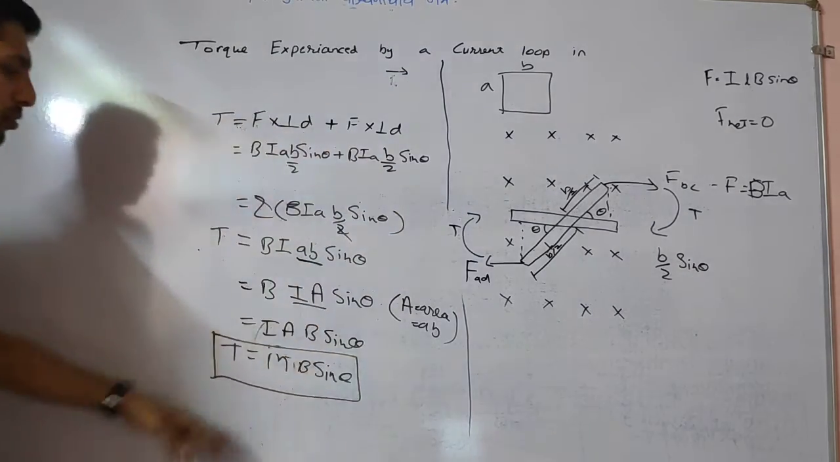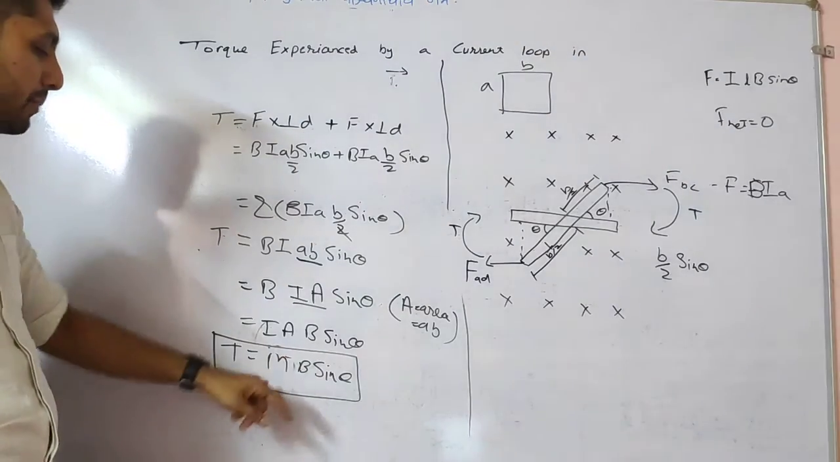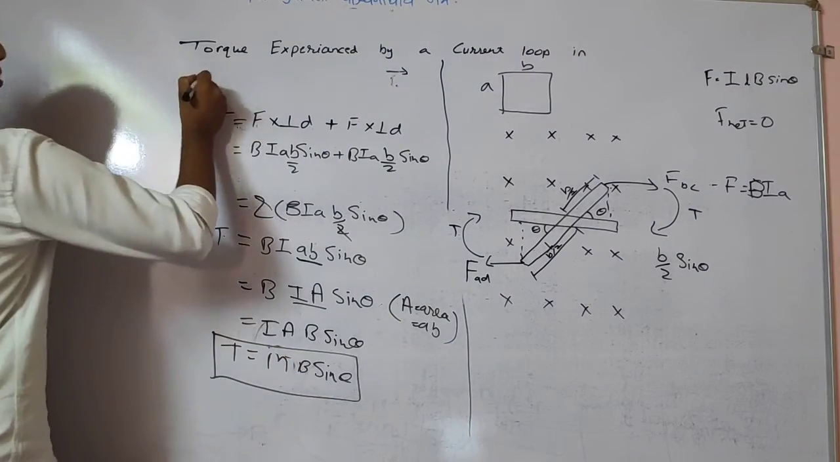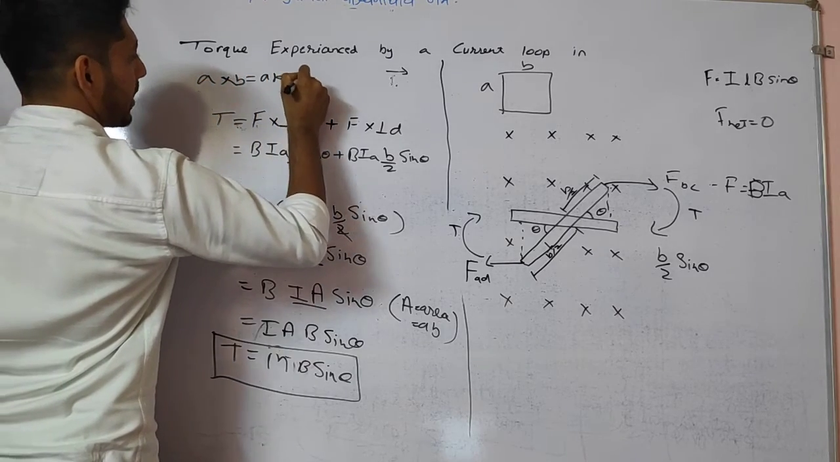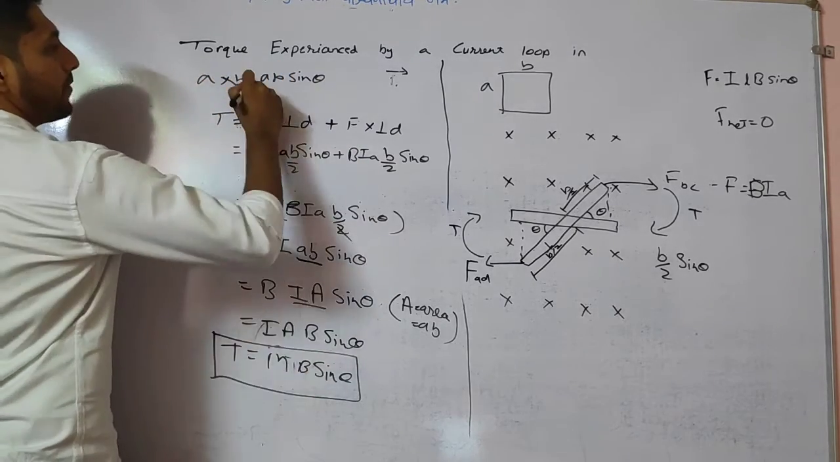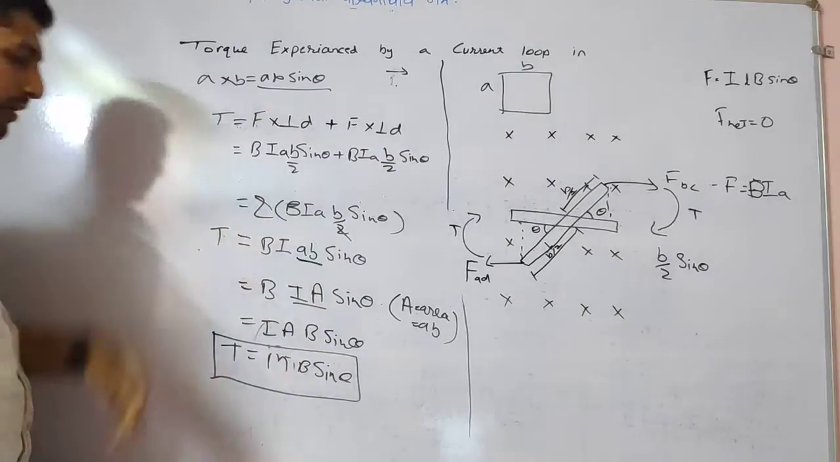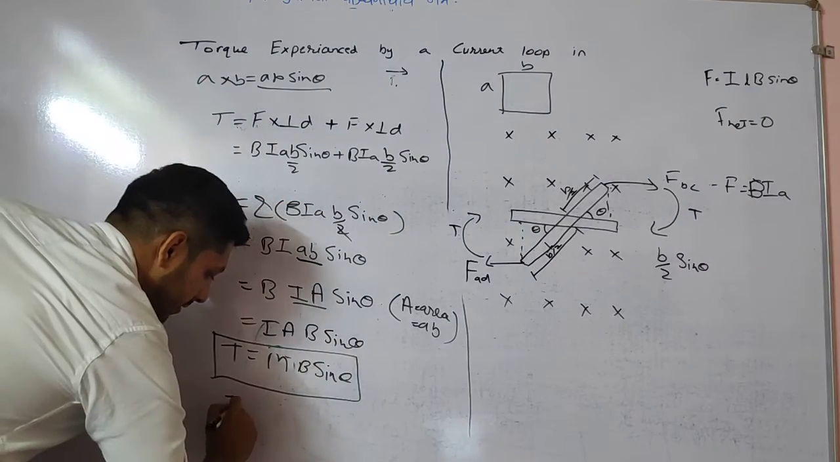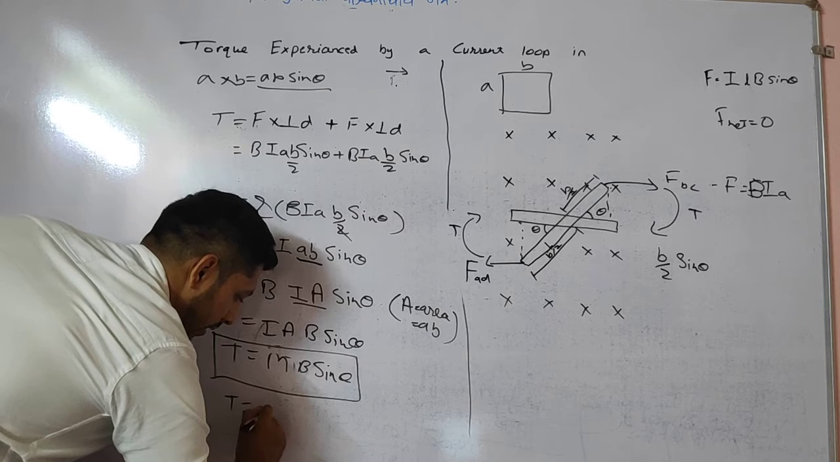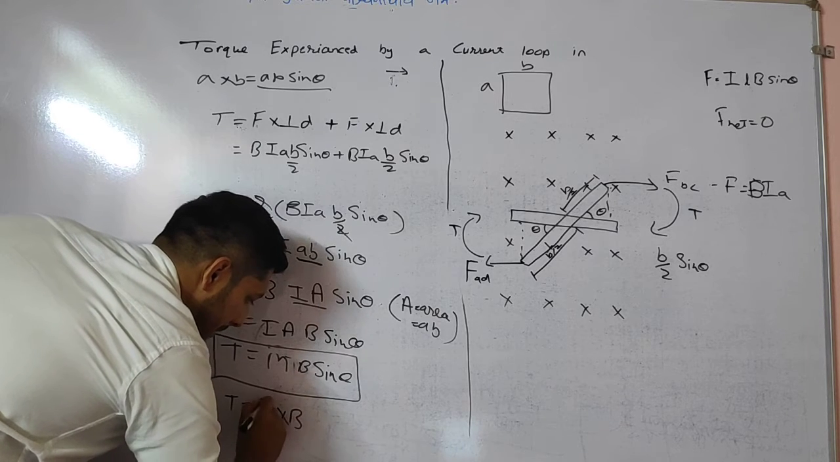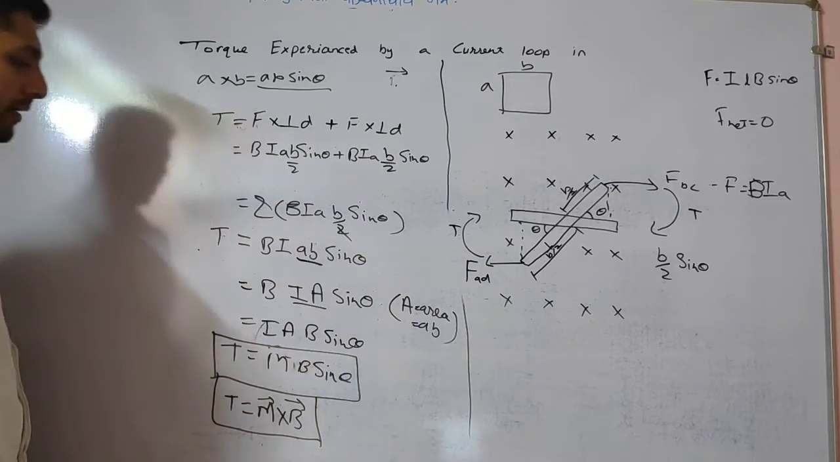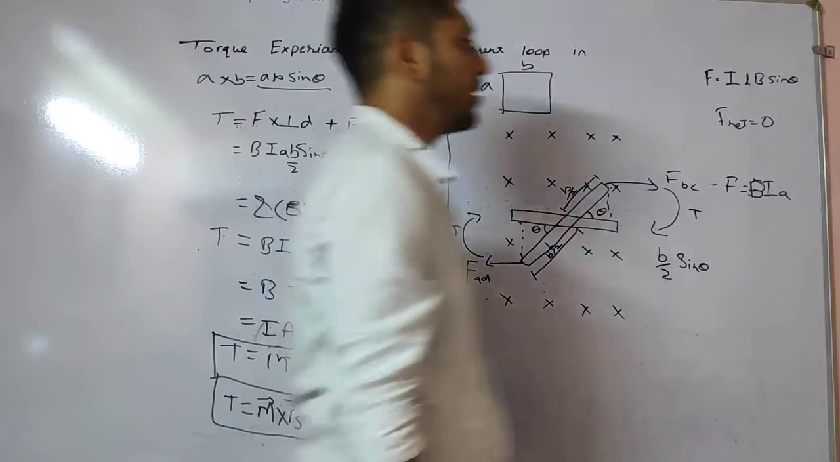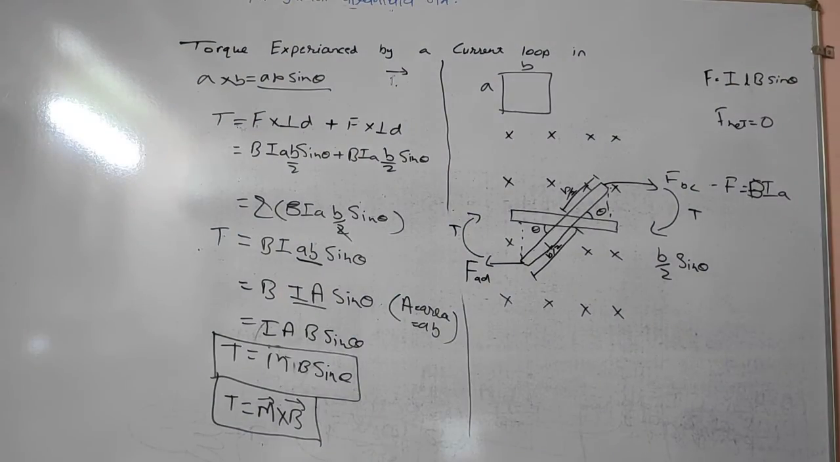So if I want to remove this sine theta, what can I do? I can make this cross product. You all know A cross B is equals to AB sine theta. So if it is AB sine theta, can I write A cross B? So here I can write torque is equals to M cross B, where M is the magnetic moment. I hope you all have got it. You can copy it very fast.